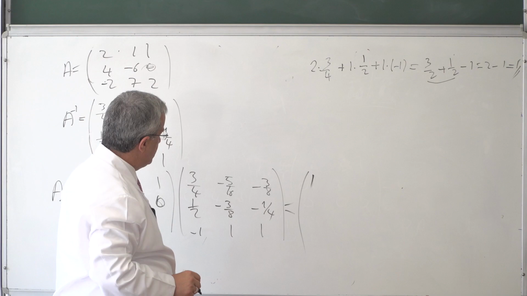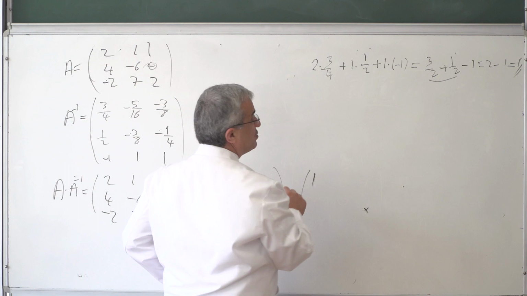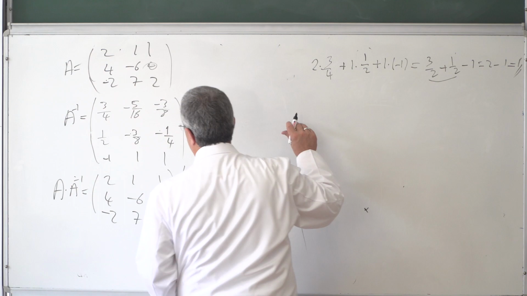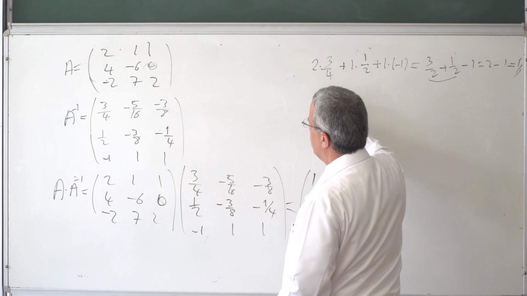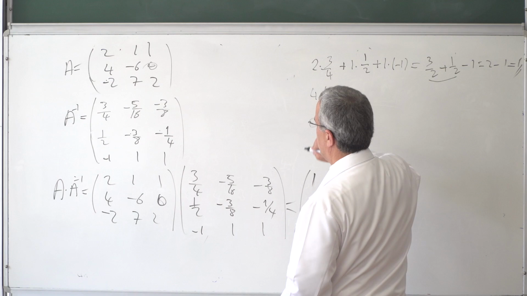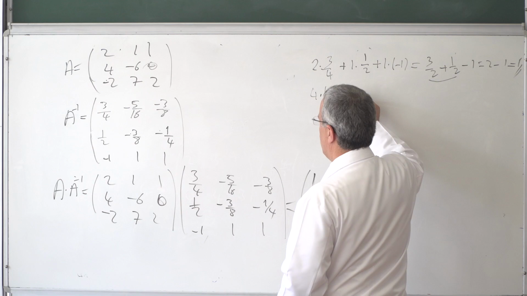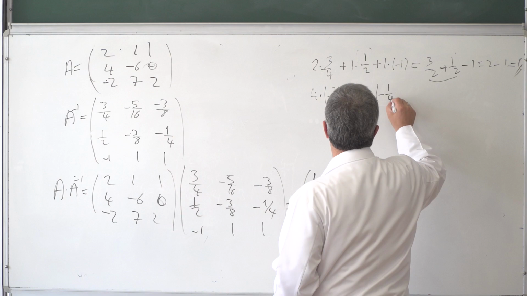Okay? Let me calculate, for example, the 3, 2 element. So what is it, Ibrahim? You tell me again. 3, 2 element I will calculate now. What is it? 3, 2 element of the resulting matrix. Okay? So second row with third column. It is 4 times minus 3 over 8, right? Plus minus 6 times minus 1 over 4 plus 0.